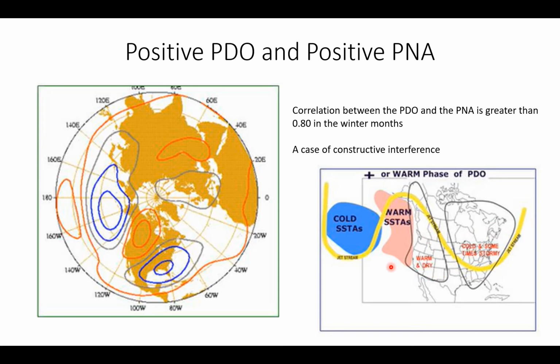A positive or warm phase of the PDO, the upper air pattern. The jet stream is shown by a yellow line. You have a dip in the jet stream here with stronger storm activity across the north central Pacific. Downstream from that, you get a huge upper level ridge right above those warm sea surface temperature anomalies. It's going to result in warm and dry conditions across the eastern North Pacific as well as the western U.S.